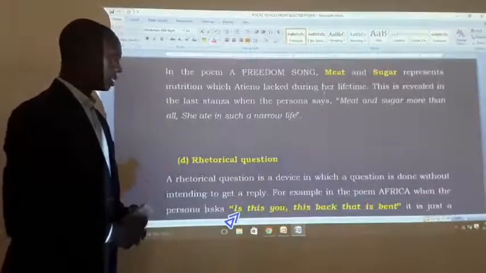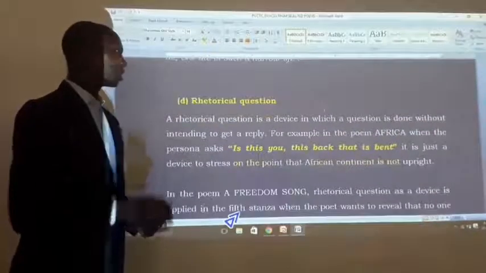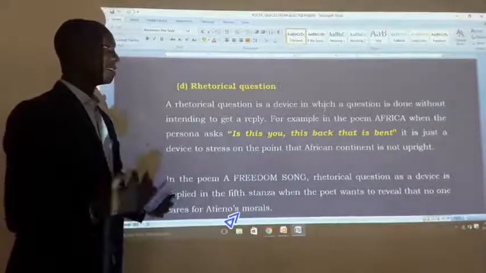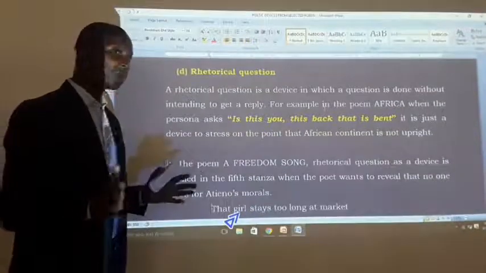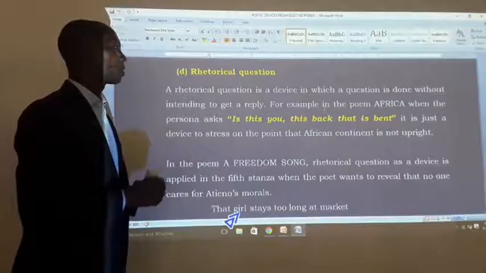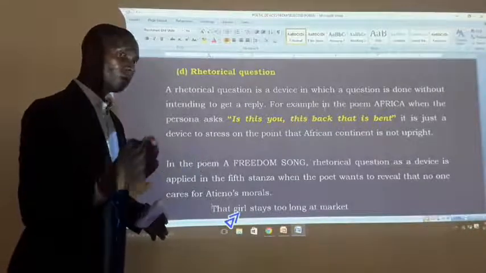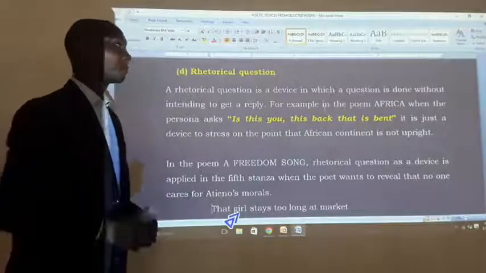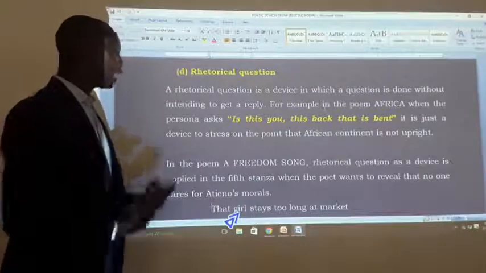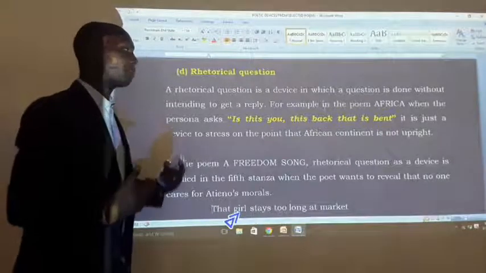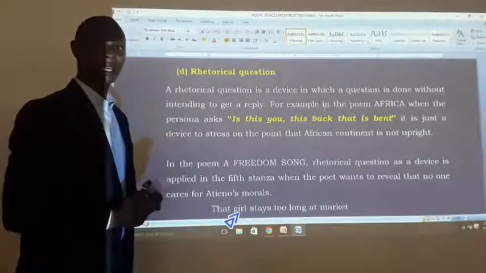Another language device is rhetorical question. A rhetorical question, in fact, is a device in which a question is asked without intending to get a reply. For example, in the poem Africa, where the persona asks, "Is this you? This back that is bent?" It's just a device to stress the point that Africa is not upright.